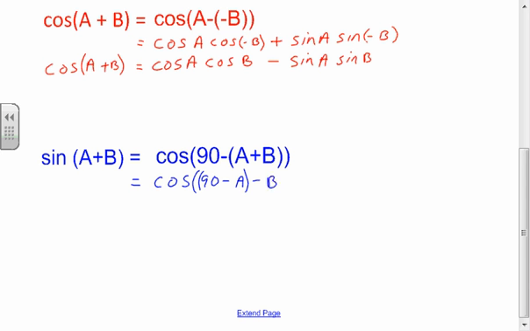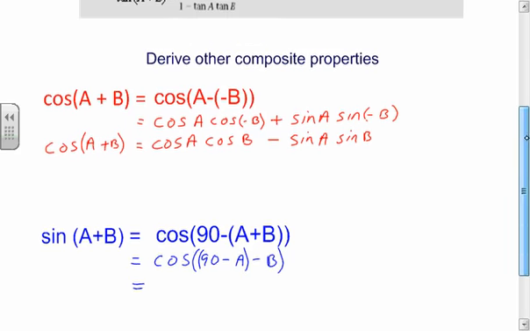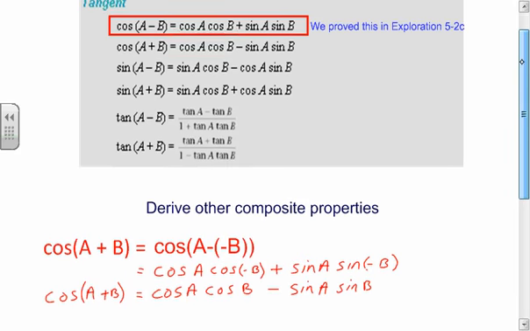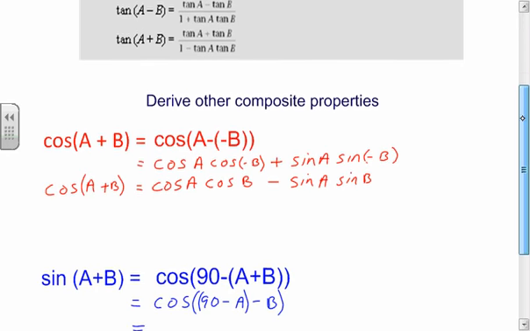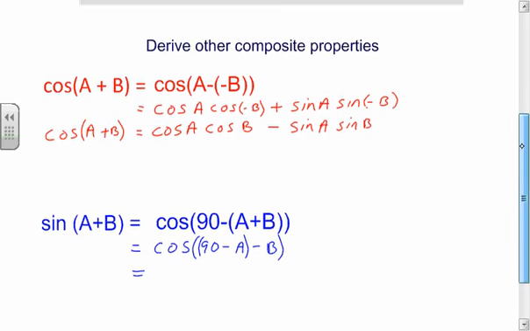So you make sure that you agree that that is correctly transformed. I distributed the negative, so I got 90 minus A minus B. And then I grouped the 90 minus A and minus the B. Now I use the composite property from up there, where it's cosine A, cosine B, sine A, sine B. But now A is 90 minus A and B is B.